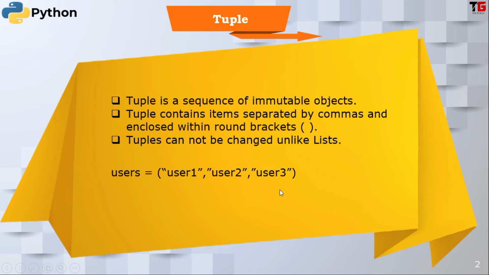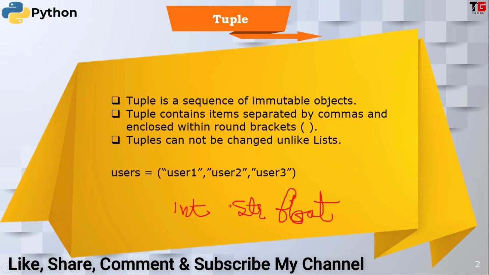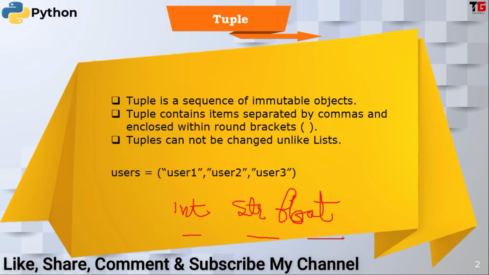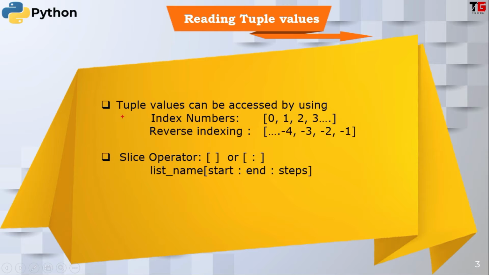This is an example of a tuple. One important point is that like list, tuple can contain heterogeneous values. Just like list, tuple can contain integer, string and float. To read the values of tuple, we use indexing. Index number starts with 0. Next is 1, 2, 3 and so on. Just like list, reverse indexing is also possible in tuple. Reverse indexing means -1 from the right hand side. This is -1, -2, -3 and so on. Slice operator also works on tuple. As we have done in list, we will do it in the tuple also.